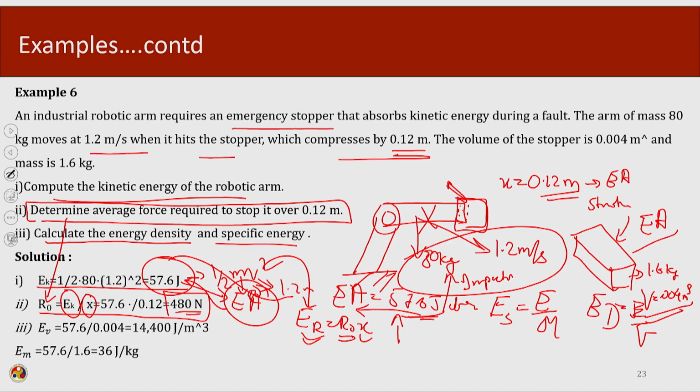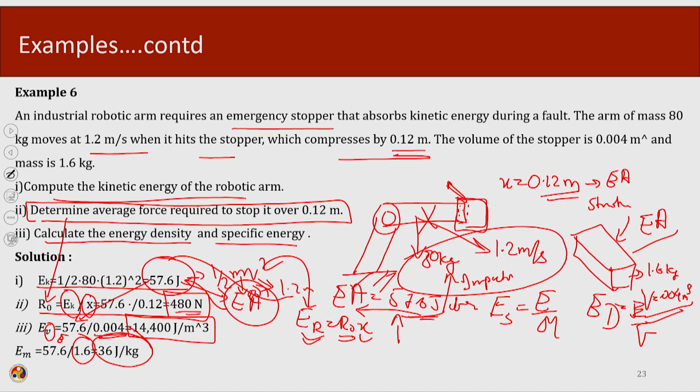So the total energy requirement was 57.6 joule. When it is divided by the volumetric constraint 0.004 cubic meter, this gives our energy requirement per unit volume, and when it is divided by my total mass, this gives my energy requirement per unit mass. So specific energy and the energy density are calculated. So given the data, we are able to calculate the requirements of our energy absorber.